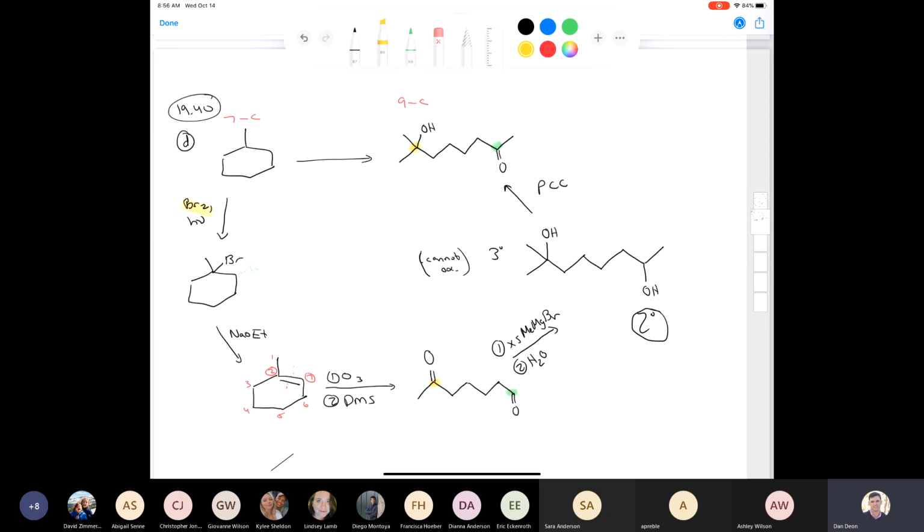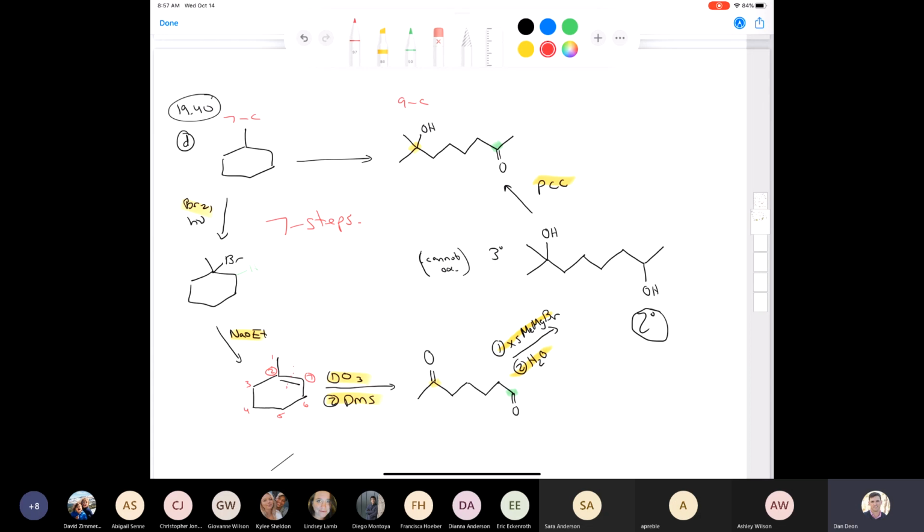So overall, this is bromination, elimination, ozonolysis, so 1, 2, 3, 4, 5, 6 for the Grignard, 7. So this is also a 7-step process.